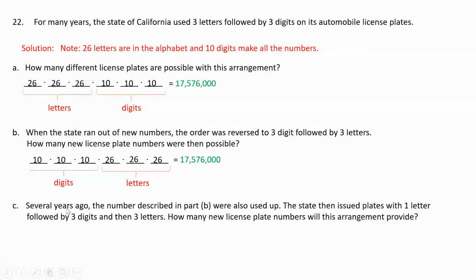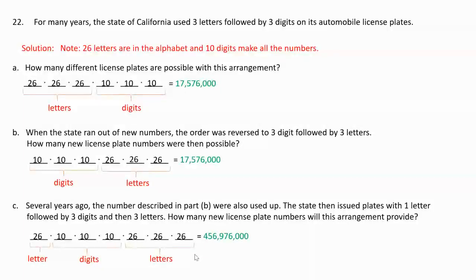Now for part C, let's see what happens now. Several years ago, the numbers described in part B were also used up. Then the state issued plates with 1 letter followed by 3 digits and then 3 letters. So this is my 1 letter followed by 3 digits followed by 3 letters. So it's going to be 26, and then 10 for each digit, and then 26 for each letter there. You multiply them out, and the result will be 456,976,000. That's how much it increased by just adding one more letter. Isn't it amazing, guys? It went from 17 million something to 456 million.